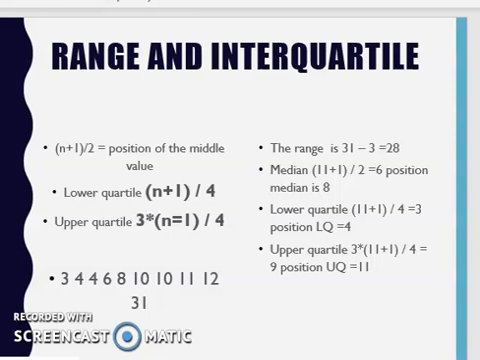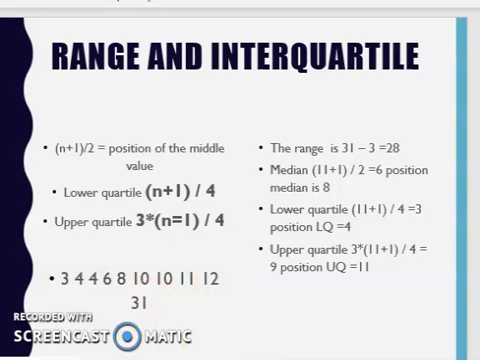Worked example: if the range is 31 minus 3 equals 28, then 11 plus 1, then you divide that by 2, equals the 6th position, which means in that data, the value is 8.